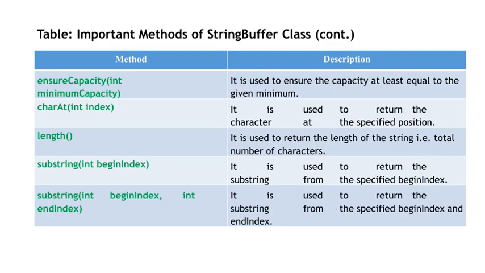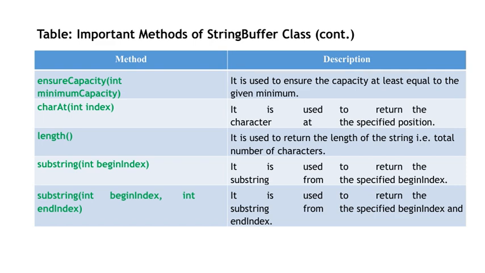Let's take a closer look at some important methods of the StringBuffer class. First up is ensureCapacity. This method helps us make sure that the buffer has at least the minimum capacity we specify. It's useful when we know we're going to be adding a lot of data and want to avoid unnecessary resizing. Next, we have charAt. This method allows us to retrieve the character at a specific position within the string. It's very handy when we need to examine individual characters, perhaps for validation or processing. Then there's length. As you might expect, this returns the total number of characters in the StringBuffer.